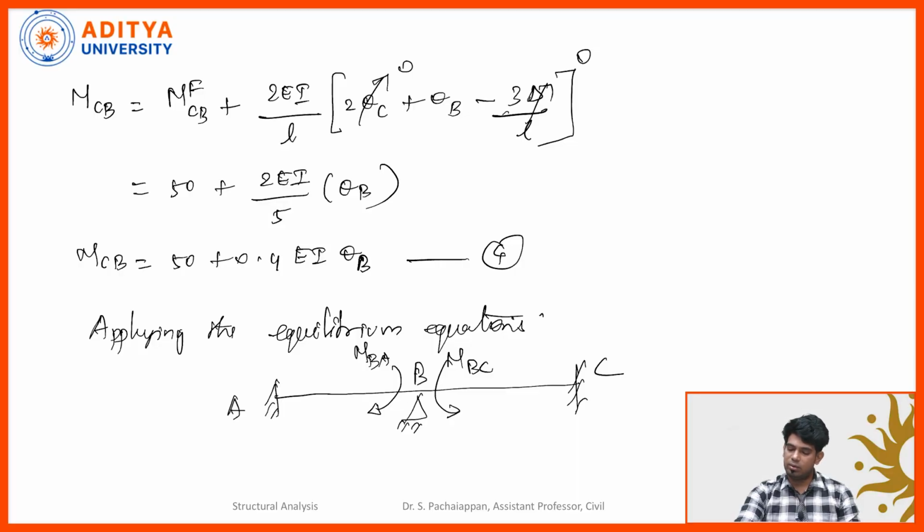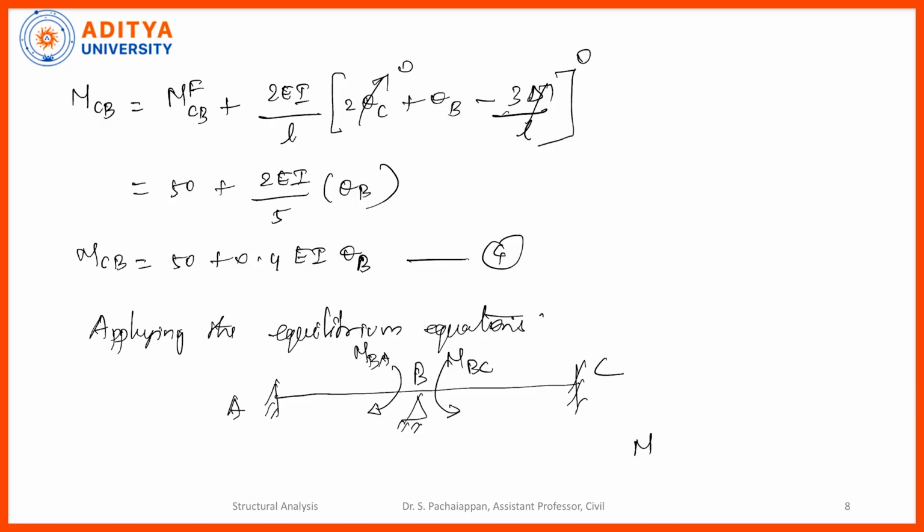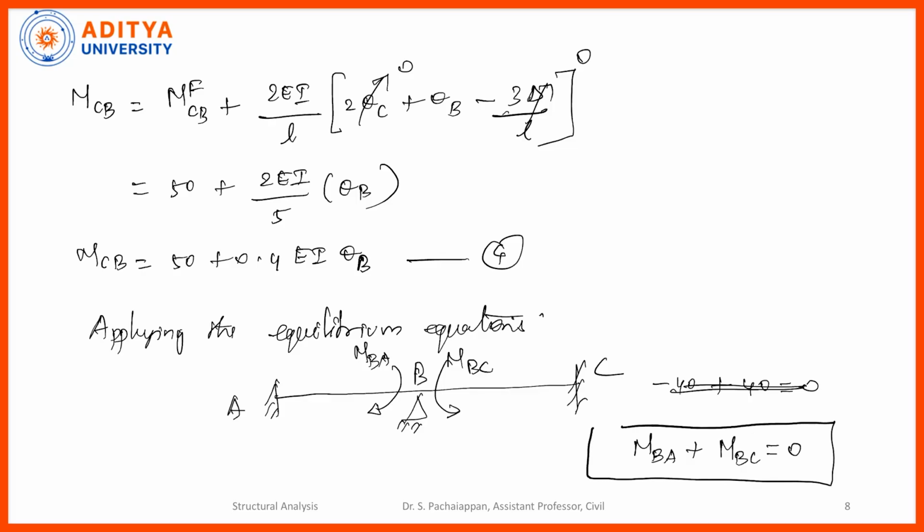So, the equilibrium equation is MBA plus MBC equal to 0. For example, the MBA in an anti-clockwise direction, if it is minus 40, then MBC is plus 40, so it will become 0. Okay. So, this is just an example, it is not a real value. So, this equilibrium condition I am going to apply to get the final moments.